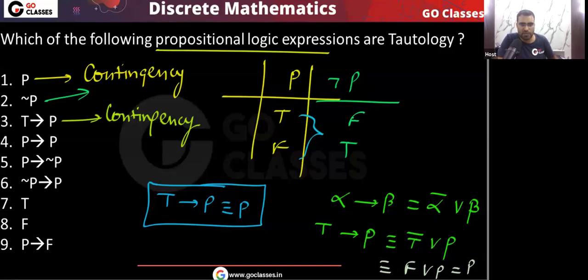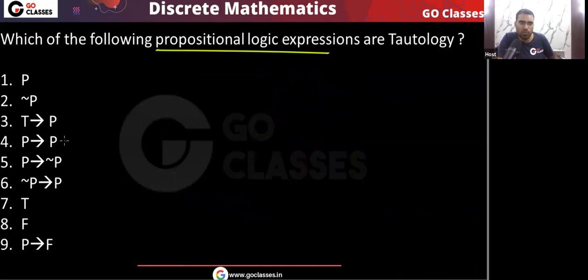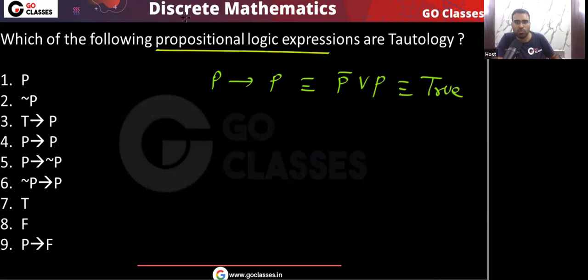What about P implies P? I can write it like this: P bar or P. P bar or P is always true. So P implies P is a tautology. What about the next?